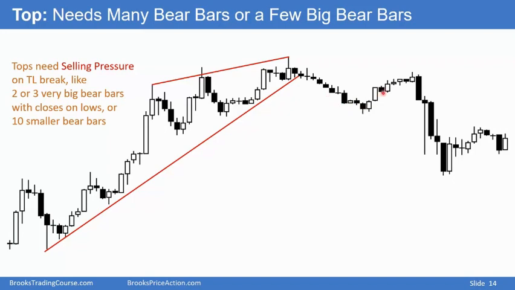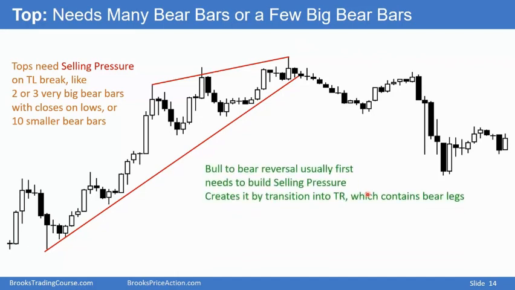After the bull trend resumes up, traders look for a failure in the neighborhood of the old high, and then a major trend reversal. For a bull to bear reversal, usually you need some selling pressure first, and it usually comes during the formation of a trading range. So bull trend and then trading range, it began here. And then after there's a trading range, the bears can accumulate enough selling pressure to take control and form a bear trend.